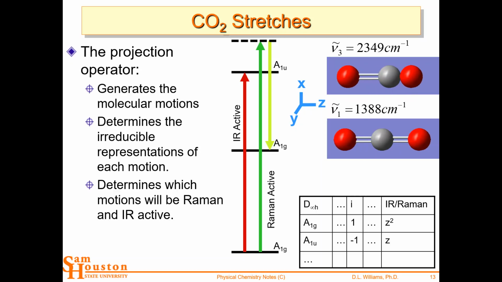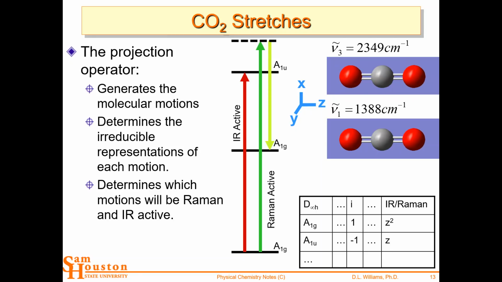So this A1g, A1u, and the D-infinity h character table, we have the infrared mode, which was the asymmetric stretch, with the motion shown at the top, nu 3. So 2350 wave numbers, and that's the one shown in red there, the infrared active. The Raman active, 1388 wave numbers, is a two-photon technique.